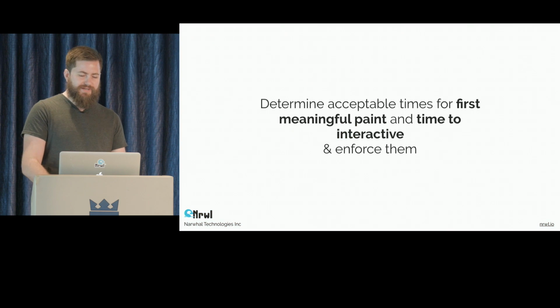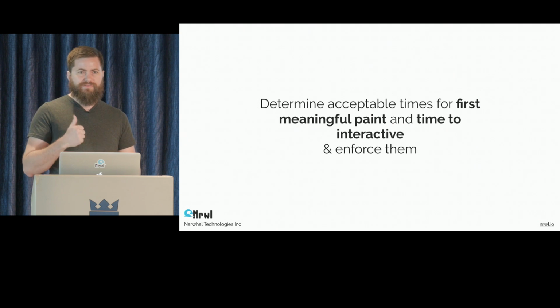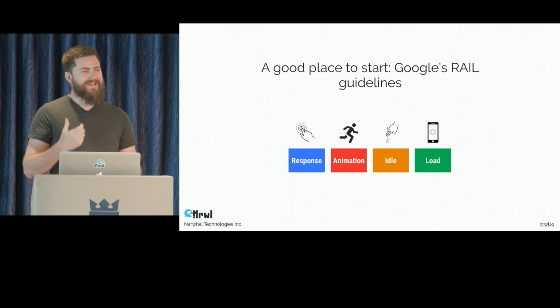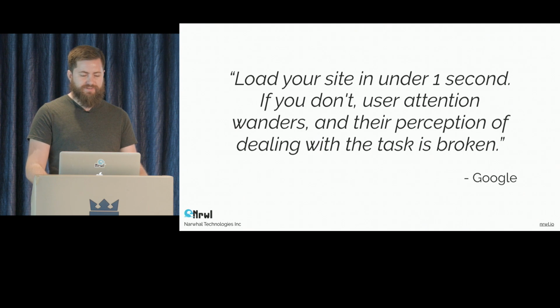So one thing I would suggest is to start by establishing goals. Even if first meaningful paint and time to interactive aren't the important metrics to you, figure out what devices under what conditions we are targeting and what our goals for that are. And if you want a good place to start, Google has this set of guidelines called RAIL, and I've got the link in my slides. They have great documentation based on research of how users engage or disengage with content based on latency and responsiveness, and lots of good data.